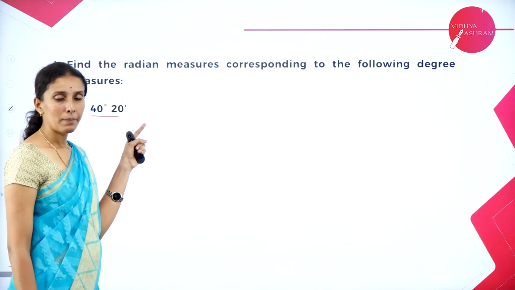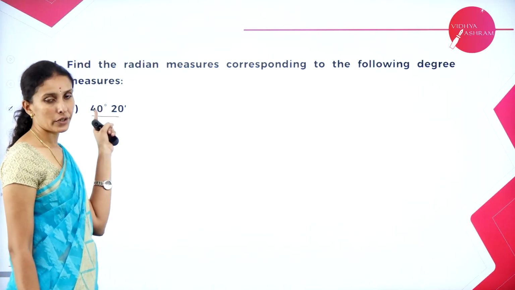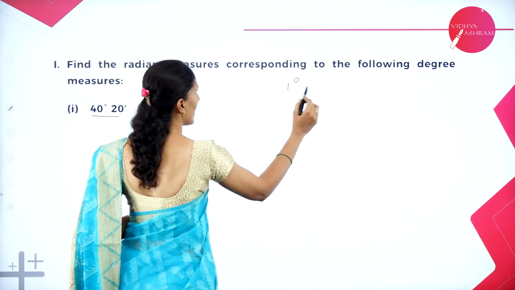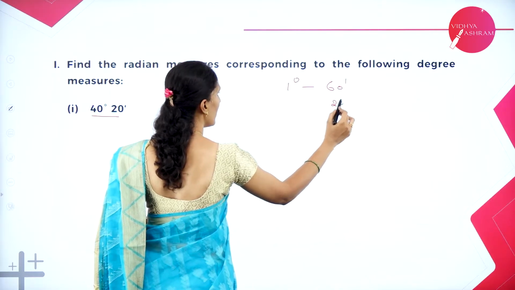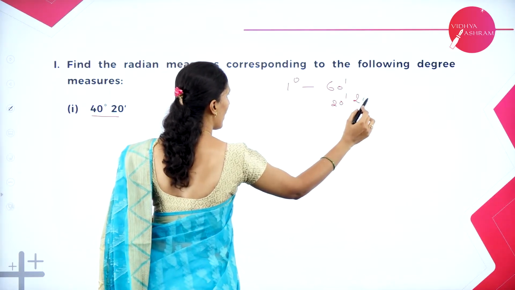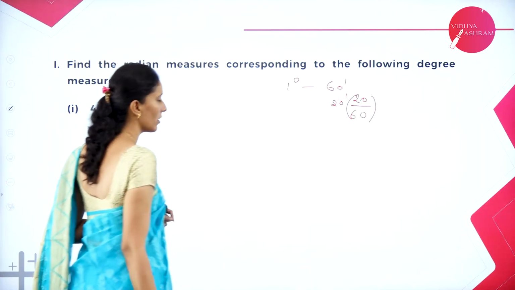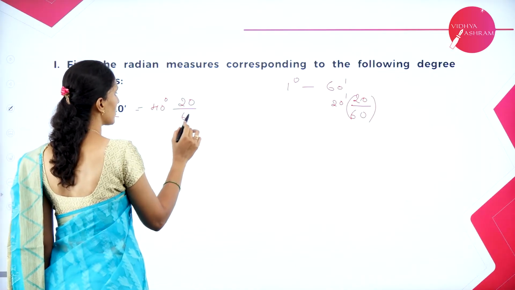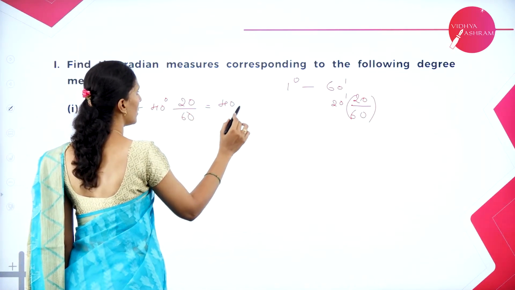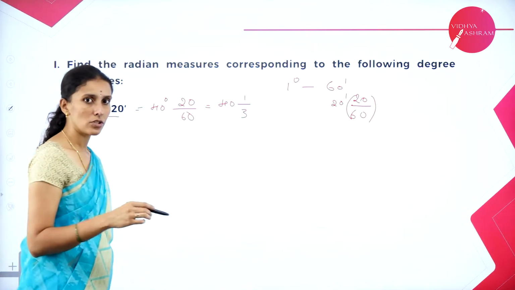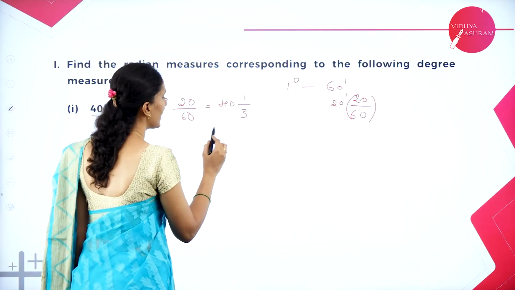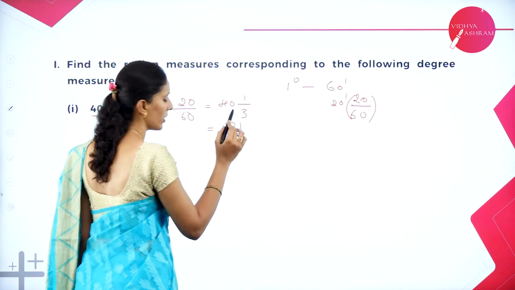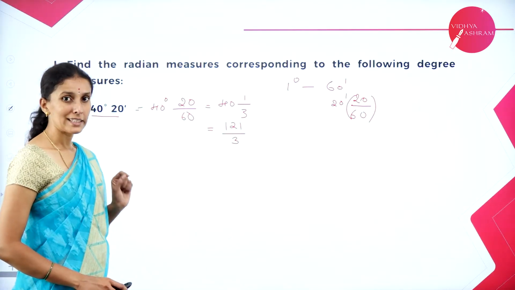But before multiplying, let me convert 20 minutes into degrees also. Everything should be in degrees. So we know that 1 degree is nothing but 60 minutes. So 20 minutes is nothing but 20 divided by 60 in terms of degrees. So 40 degrees 20 by 60. When you convert this, you will get 40 and 1 by 3, and convert the mixed fraction into an improper fraction. So 3 fours are 12, 12 plus 1, 121 divided by 3. So now this is 121 divided by 3 in terms of degrees.